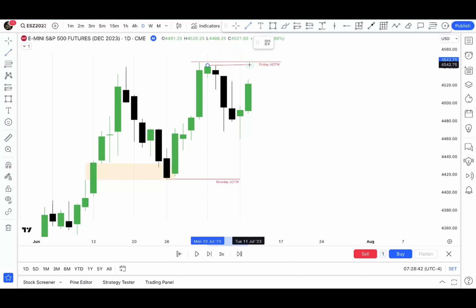So now we're looking at the high of the week. Previous high of the week is on Monday. And on Thursday, it was the low of the week. And you see on Monday, it takes previous week's low.